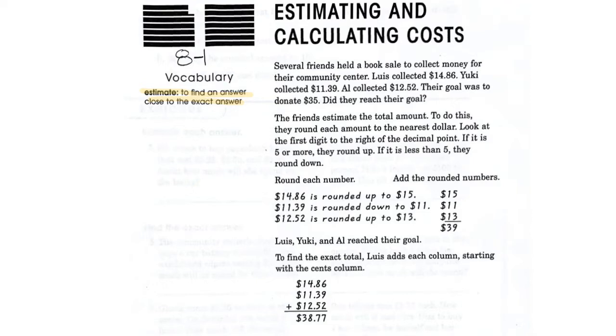The friends estimate the total amount. To do this, they round each amount to the nearest dollar. Look at the first digit to the right of the decimal point. If it is 5 or more, they round it up. If it's less than 5, they round down.